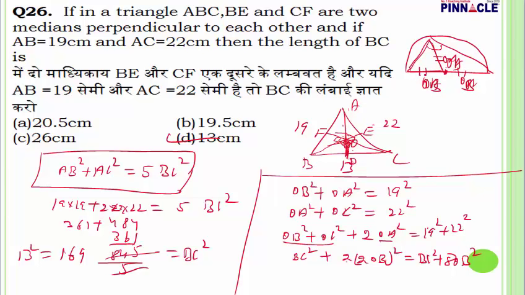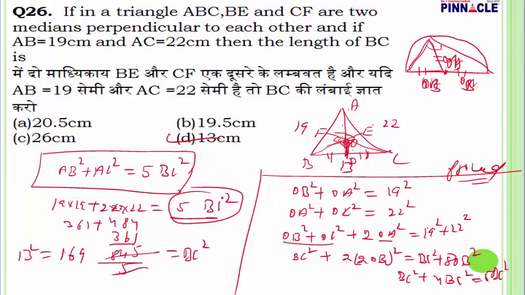In other words, this is equal to BD square, so 8 OB square is equal to 4 BC square, because this is equal to this. If it is 8 BD square, then it should be equal to 4 BC square. So I can write BC square plus 4 BC square, that is 5 BC square. So 19 square plus 22 square is equal to 5 BC square. So we have proved it, but you have to memorize this. You must know this important trick in this question.